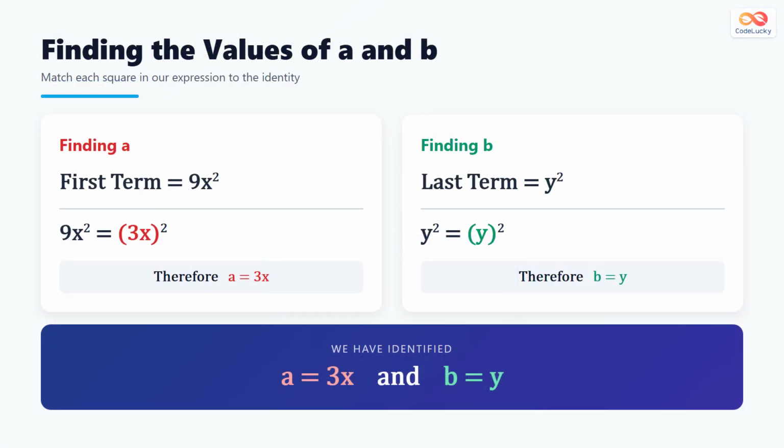Let us now find the values of a and b in our expression. The first term is 9x squared. We know that 9x squared is the same as 3x whole squared. So a equals 3x. The last term is y squared, which is just y whole squared. So b equals y. With these two values identified, we are more than halfway done.